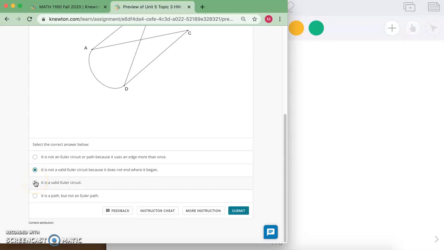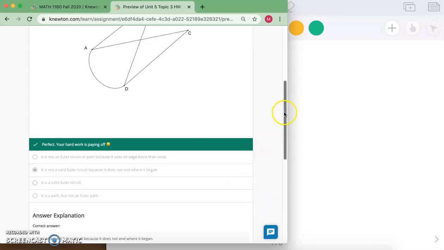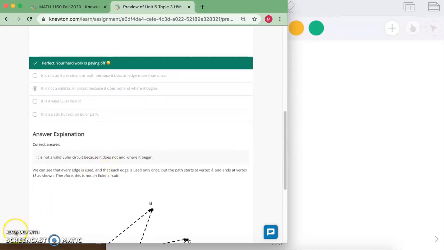It said it is a valid Euler circuit. We know that's not true. And it is a path, but not an Euler path. Well, that's not true either because we decided that it is an Euler path. All right, perfect. Your hard work is paying off.